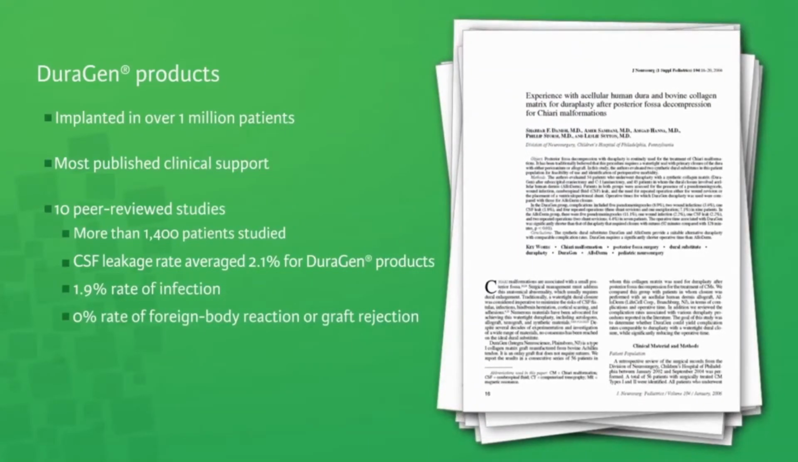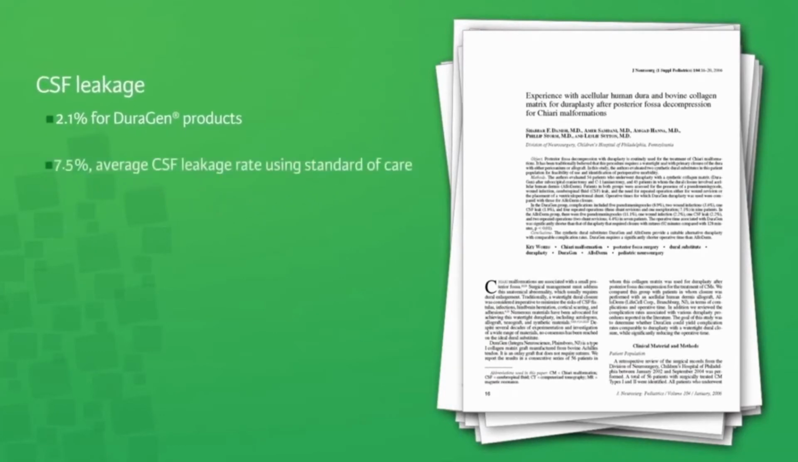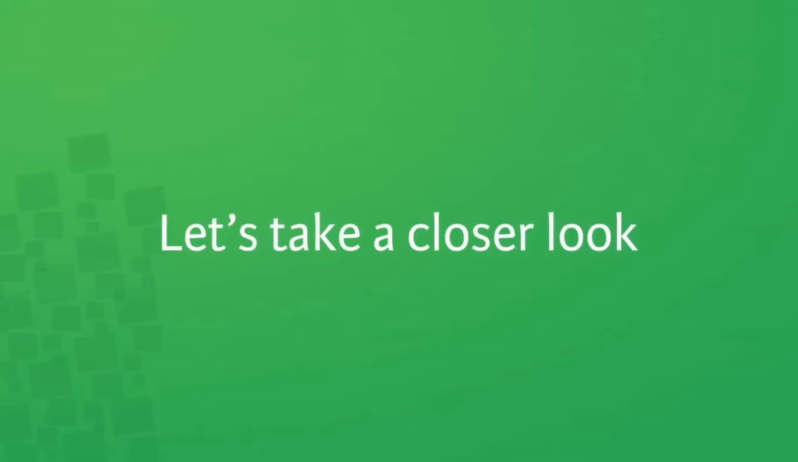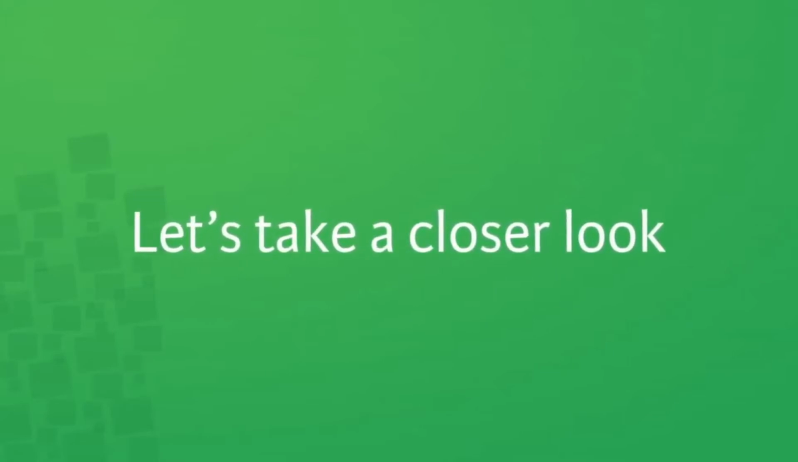This low rate of CSF leakage compares favorably to 7.5%, an average of CSF leakage rates found in other studies reporting on complications of dural closure using standard of care in different procedures. Let's take a closer look at the options for dural repair and what makes the DuraGen matrix a system like no other.